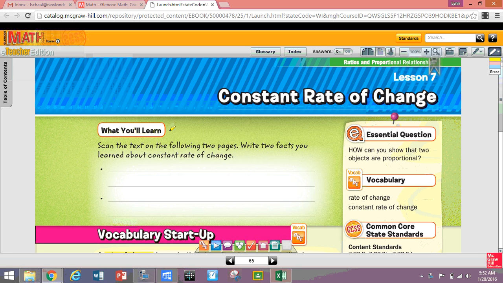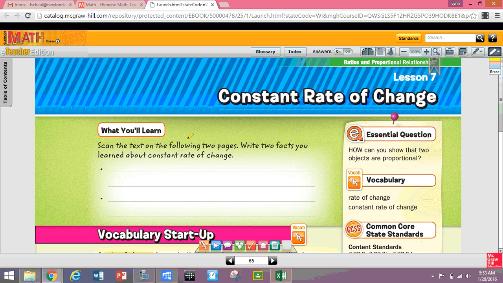Okay, today's lesson is lesson 7, which is constant rate of change. In the past, we've used ratio tables and graphs, line graphs, proportions and equivalent ratios, all to determine if something was proportional, and then if it was proportional, to find that missing value.